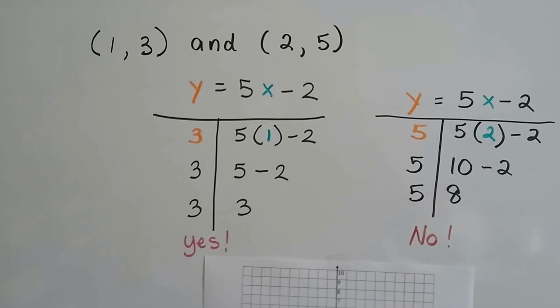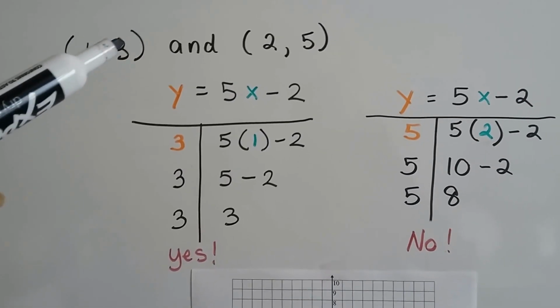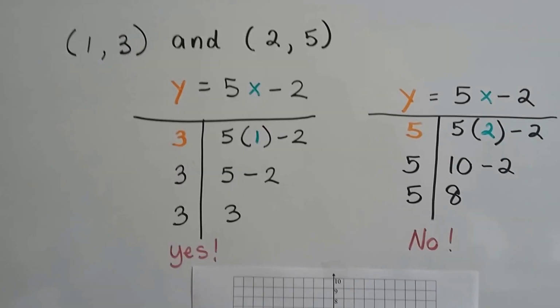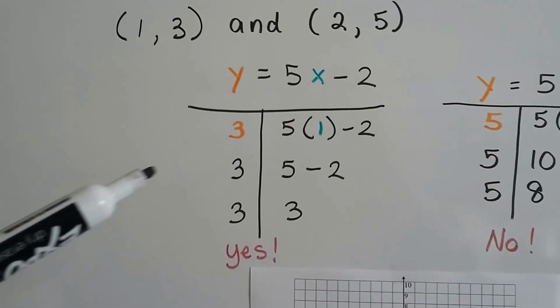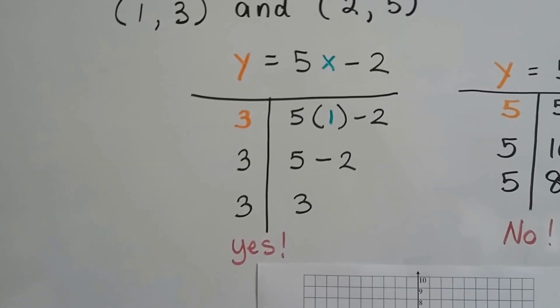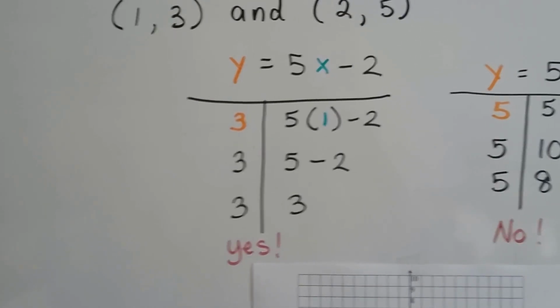I've got a 1 and a 3 and a 2 and a 5. So we're going to plug in the 1 for x and the 3 for y. So we have y equals 5x minus 2. So, plugging the 3 in for the y, we get 3 equals 5 times 1 minus 2. 3 equals 5 minus 2. 3 equals 3. Yeah, that worked.